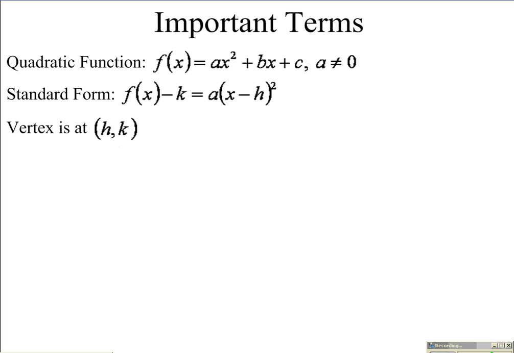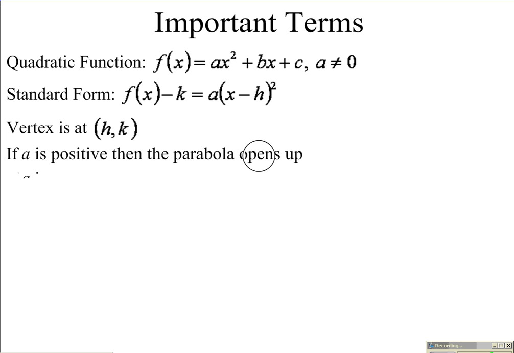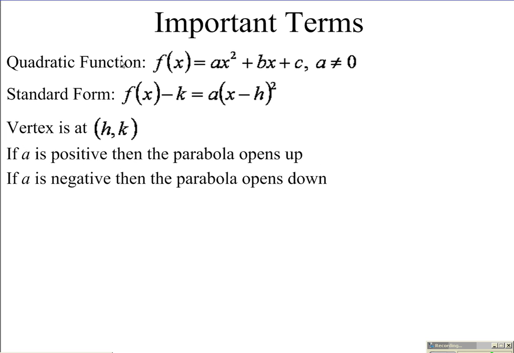So we look at what's being added or subtracted from the x-coordinate, and what's being added or subtracted from the y-coordinate. Remember, f(x) is y. And we take the opposite of each of those. Those become the vertex coordinates for our parabola. If a is positive, then the parabola opens up. If a is negative, then the parabola opens down.